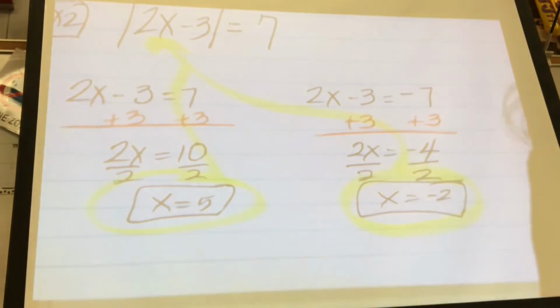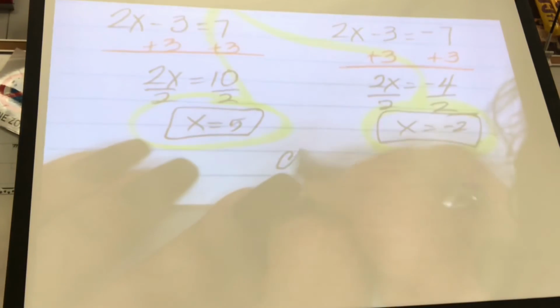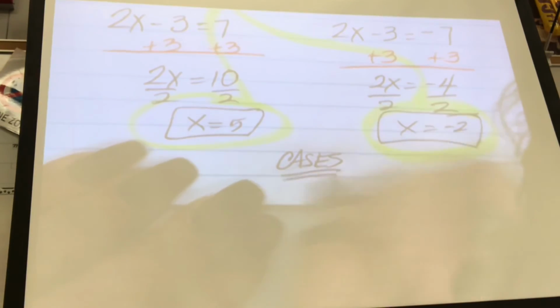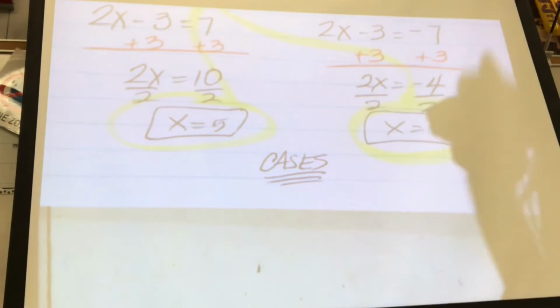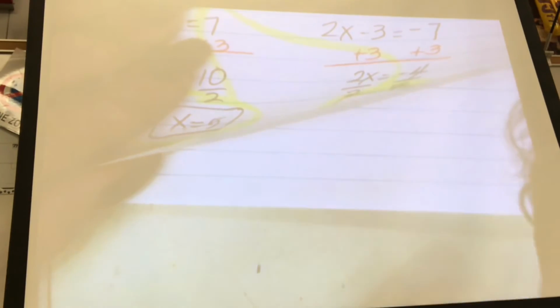All right, example 3. Sometimes it's not ready to be separated into cases, by the way. We're going to call this being separated into cases. Case 1 and case 2, right? Because you could be positive or you could be negative. Jacob, you get to stand. Here we go. Example 3, please.